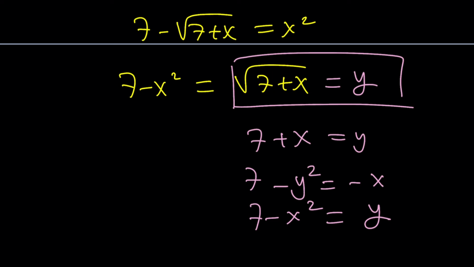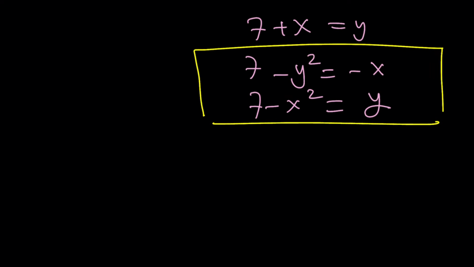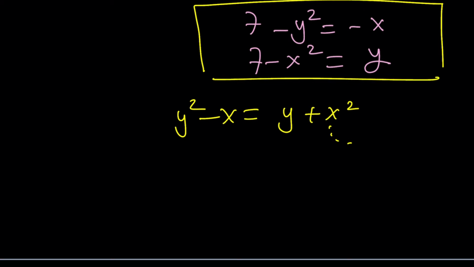And by looking at the system, you can solve this. You know how? Either isolate 7 from both sides and get something like y squared minus x is the same as y plus x squared, and put everything on the same side and factor, because you'll get a difference of squares, and so on and so forth. You can go that route. But anyways, this is good enough. Let's go ahead and take a look.